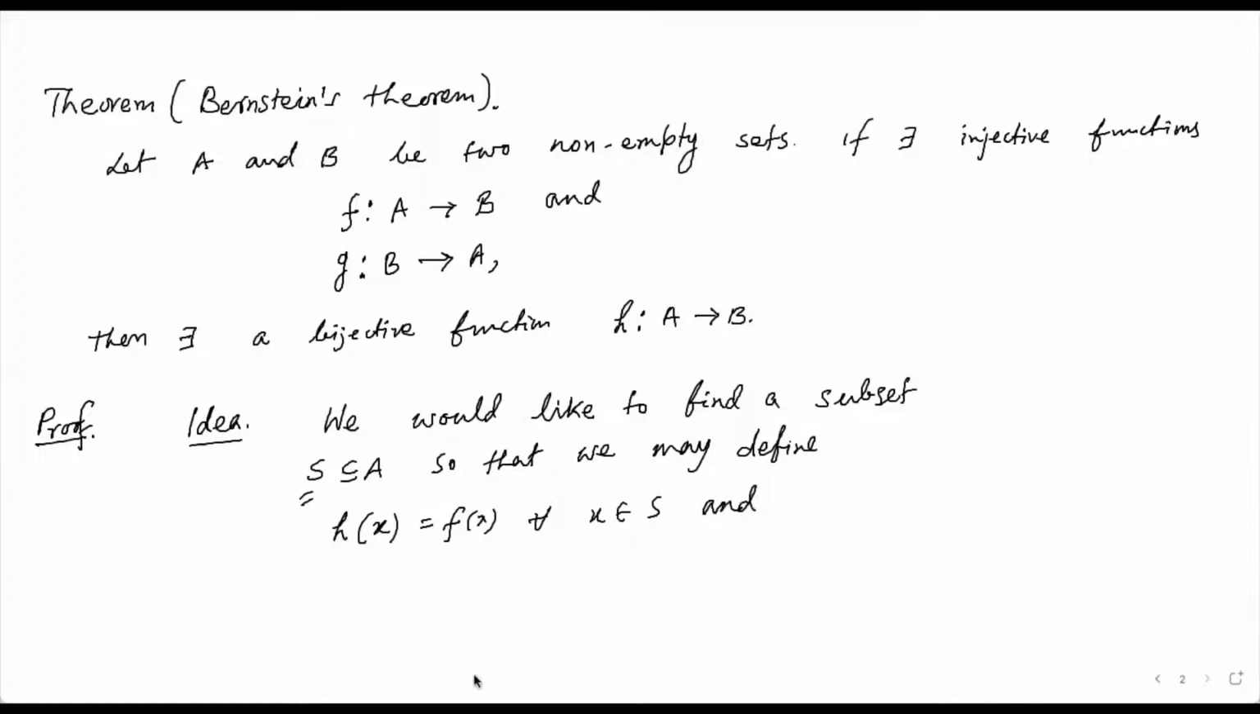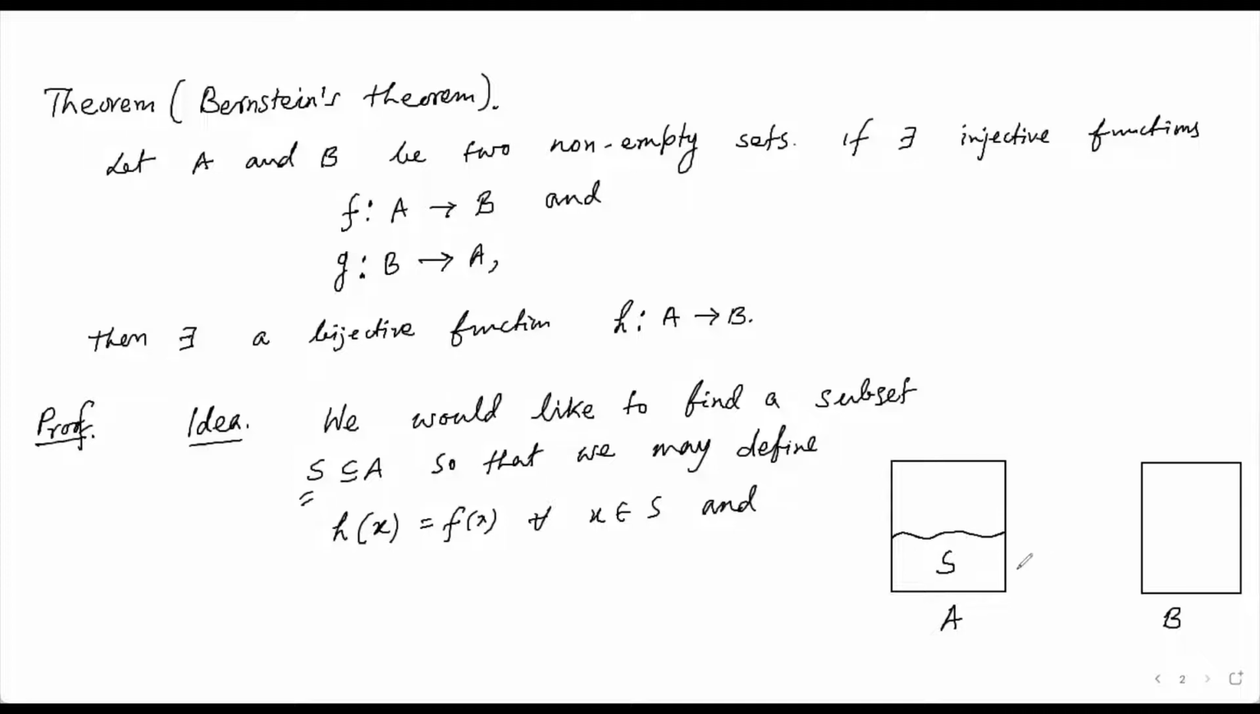And so let me draw a picture. Suppose this is A and this is B, and we would like to find a subset S. So suppose this is S, and from A to B we have the injective function F, and from B to A we have the injective function G. Suppose this is F of S. So this portion is A minus S and this portion is B minus F of S.